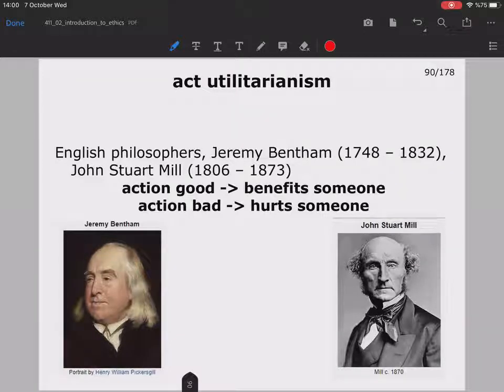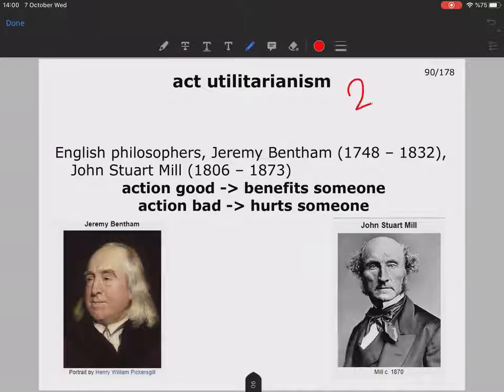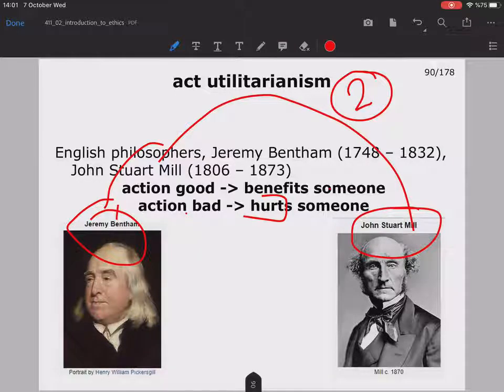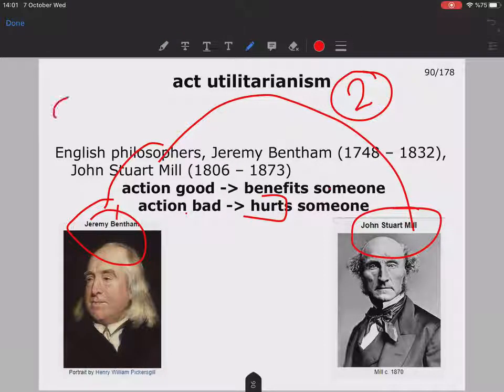Okay, the next one of the rational ethical theories is act utilitarianism. It is based on the studies proposed by the English philosophers Jeremy Bentham and John Stuart Mill. They're famous guys. And they conclude that an action is good if it benefits someone, an action is bad if it hurts someone. That's the idea behind their approach here, which is called act utilitarianism, and you can also say that it is consequentialism.